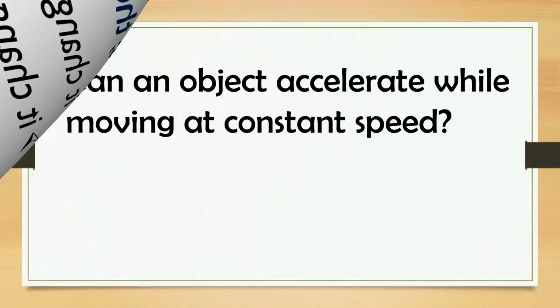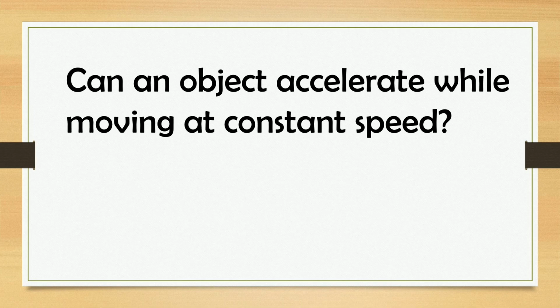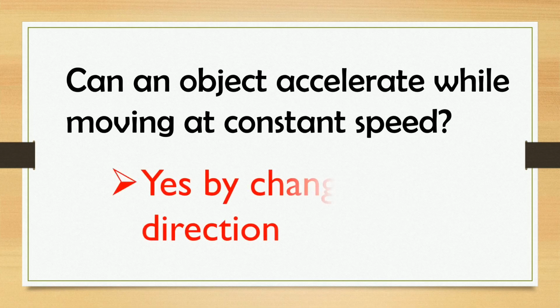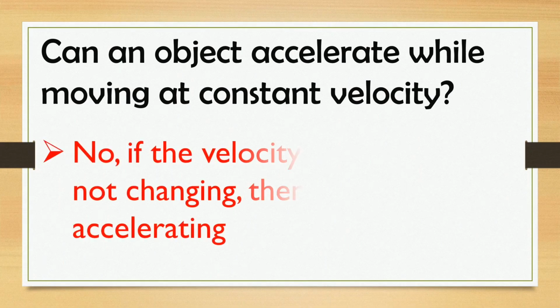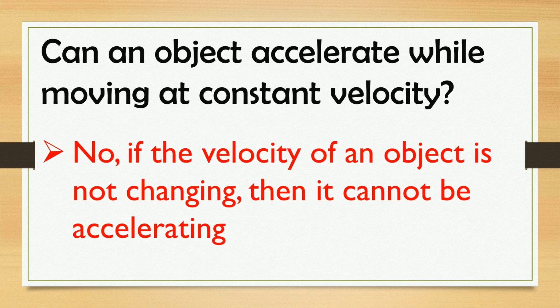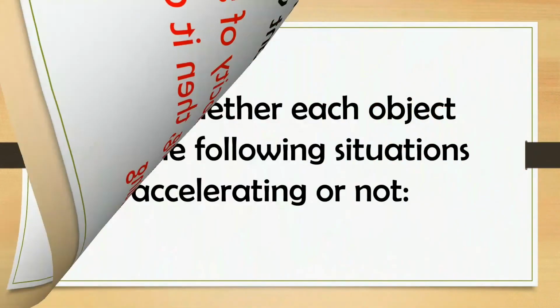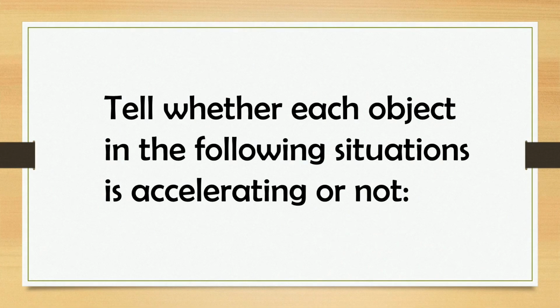Based on what you learned, can an object accelerate while moving at constant speed? Yes, by changing its direction. Can an object accelerate while moving at constant velocity? No. If the velocity of an object is not changing, then it cannot be accelerating no matter how fast an object moves. Now let's practice.